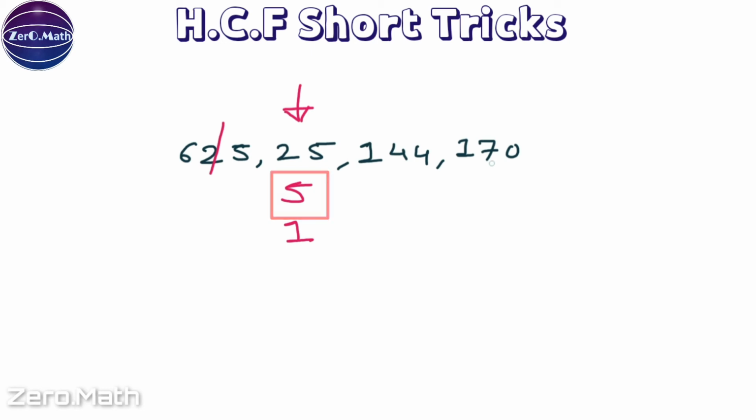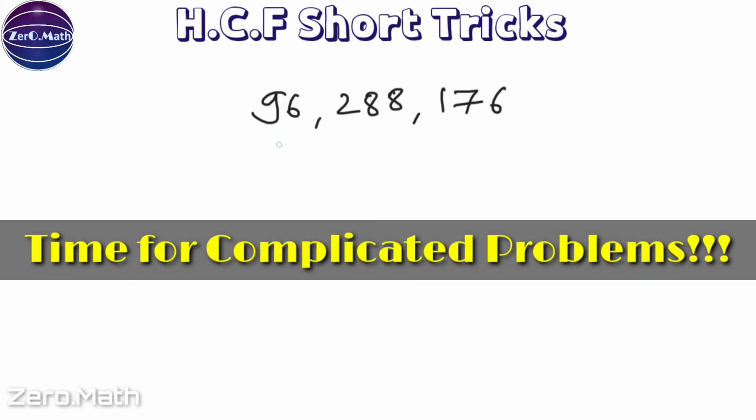So it is a factor of 170. However, it is not a factor of 144. Hence, 5 cannot be the HCF. Now check the next number, that is 1. Obviously, 1 is a factor of 144 and 170. Hence, the HCF is going to be 1. Let's take some complicated problems.